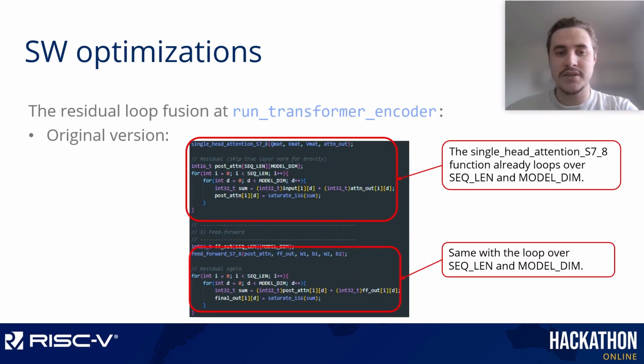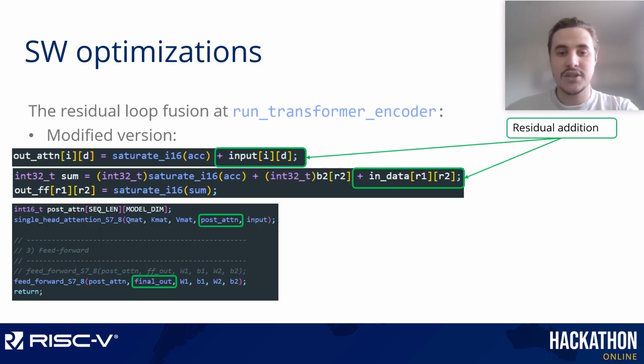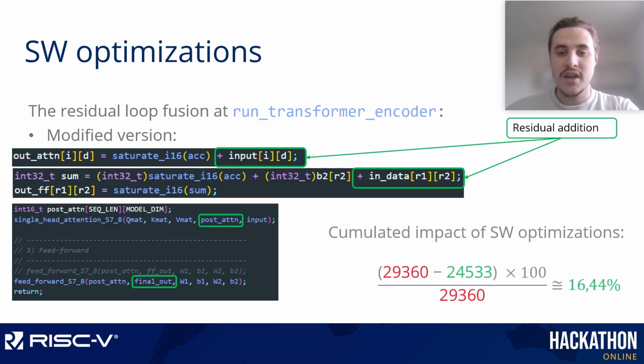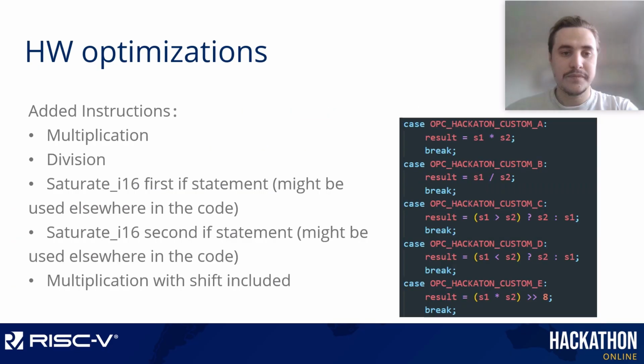Another loop fusion is performed at the run transformer encoder, where we can see that the single head attention function already loops over sequence length and model dim, the same with the feedforward function. So what we did is add the residual addition inside of these two functions and send in directly the post attention and final out tables to these two functions. The cumulated impact of these software optimizations is approximately 16.44%.